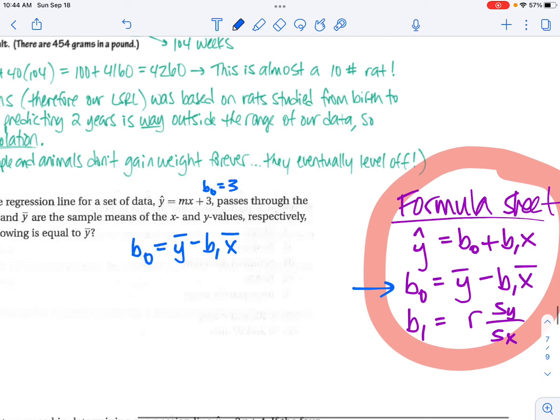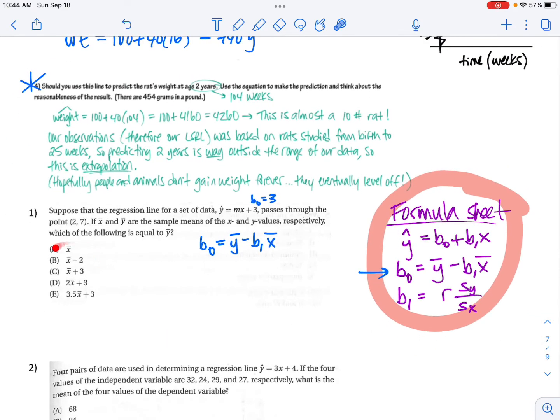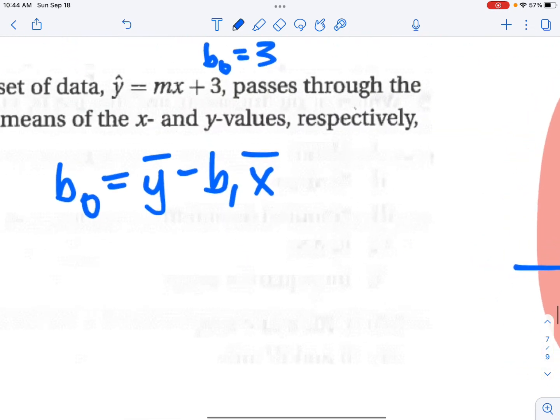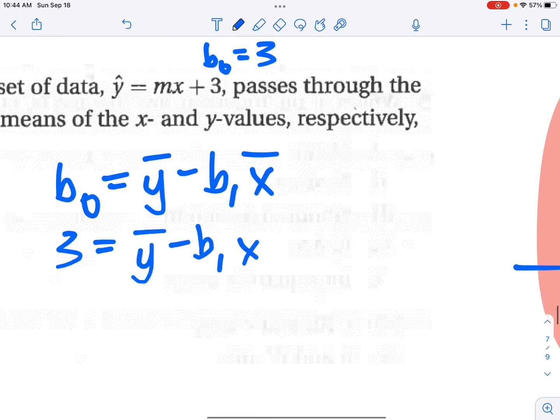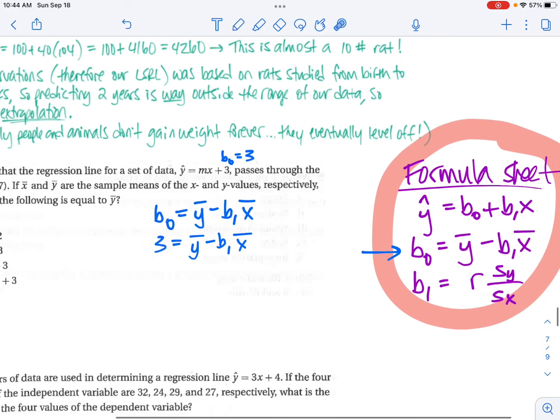Okay, I don't know the slope. The b sub 1 is the slope. I probably have enough information to figure that out. It's asking me to find y bar. I don't know x bar either, but looking at my answers, there's an x bar in each of those answers. So I'm going to plug in 3 for b sub 0 because I know that. 3 equals y bar minus b1 x bar. Again, I'm just using this formula.